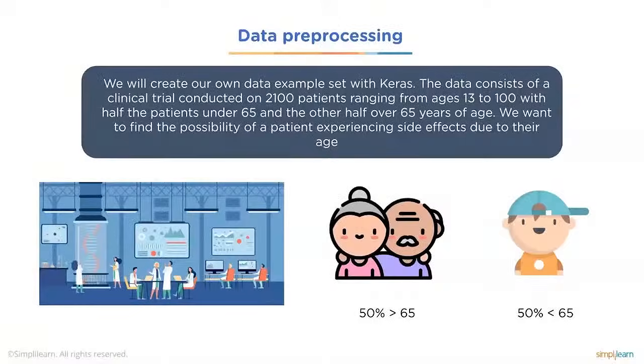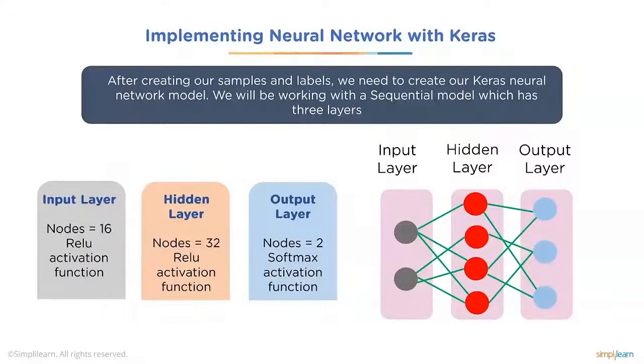We talked about the, oops, here we go. Okay, so implementing a neural network with Keras. After creating our samples and labels, we need to create our Keras neural network model. We will be working with a sequential model which has 3 layers. And this is what we did. We had our input layer, our hidden layers, and our output layers. And you can see the input layer coming in was the age factor. We had our hidden layer, and then we had the output. Are you going to have symptoms or not?